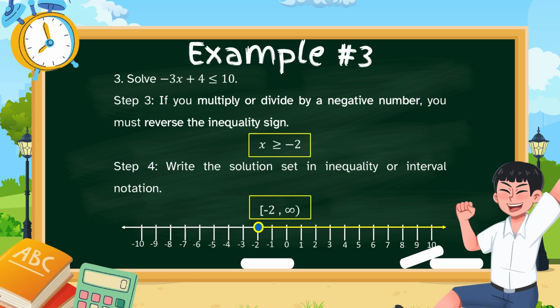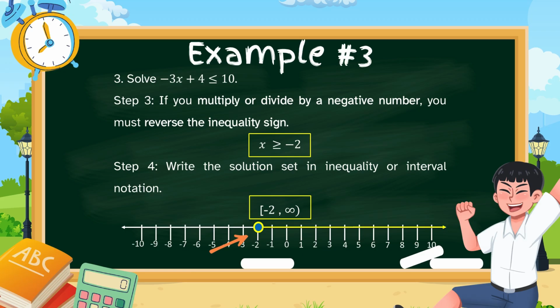Step 4. Write the solution set in inequality or interval notation. The solution x ≥ -2 means we are looking for all numbers that are greater than or equal to -2. Let's look at the number line. The circle at -2 is filled in, a closed dot. This is because of the or equal to part of the sign, where -2 is included in the set. The line is shaded to the right, going toward the larger numbers, stretching indefinitely to +infinity.